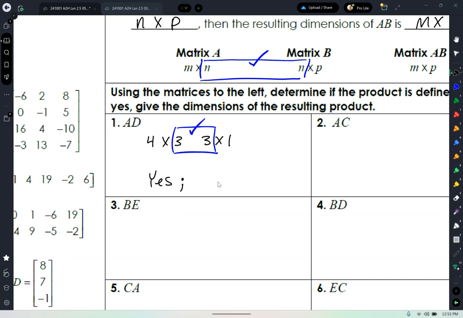And then the product's dimensions are going to be what? It's going to be a 4 by 1, right? So picture what that's going to look like in your mind. A 4 by 1. You should have been picturing a column matrix, right? 4 rows, but only 1 column. Column matrix. Okay? Good? That's easy, right?